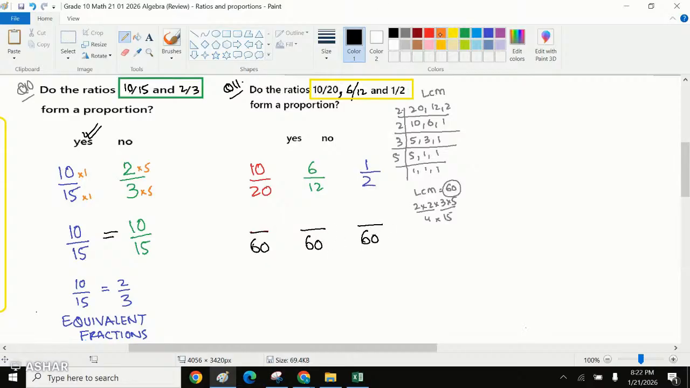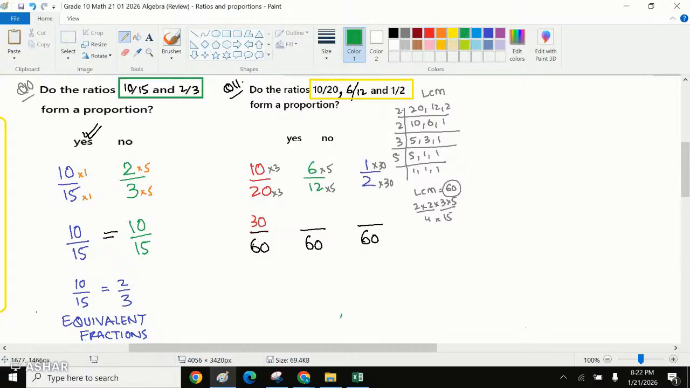Every number needs to be changed to a 60. So 20 should be multiplied by 3, then the numerator multiplied by 3. 12 multiplied by 5, then the numerator multiplied by 5. 2 multiplied by 30, and 1 multiplied by 30. Agreed? 10 times 3 is 30.